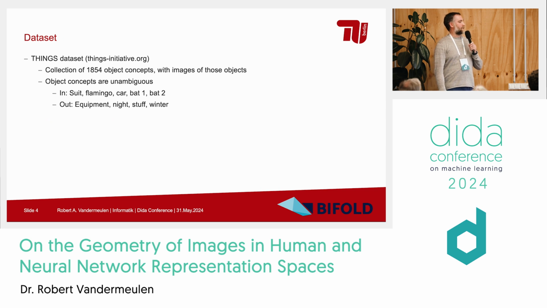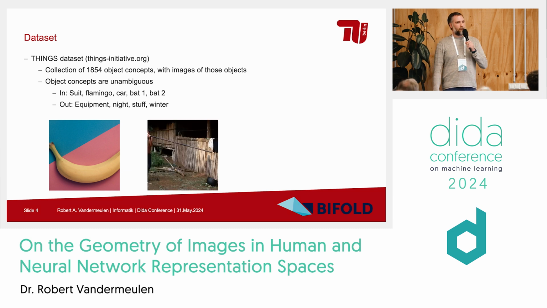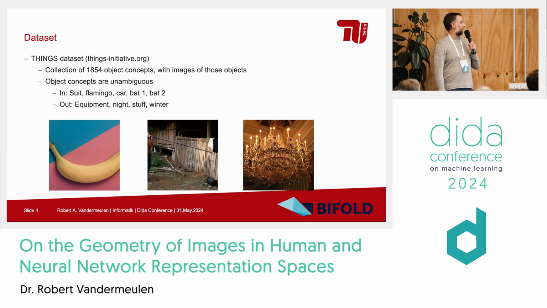And this whole data set was chosen so as to have a collection of nouns and images that one can use for studying cognitive science problems. So some quick examples. These are truly from the data set. We have banana, we have blowgun, and we have chandelier. So this is what we're looking at as far as the things data set goes.